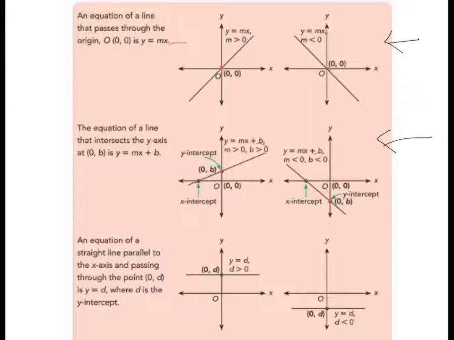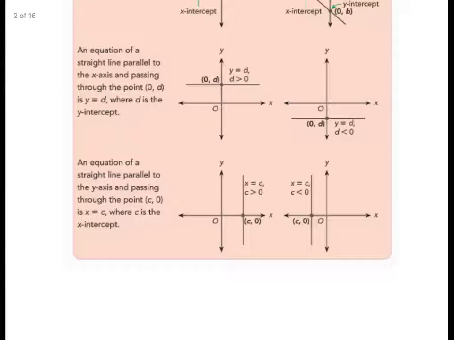And then the equation of a straight line parallel to the x-axis and passing through the point is y equals whatever that point is. So if this was point D, and let's say D was positive 3, then y would equal 3. And if D was negative 3, then y would equal negative 3. And then finally, vertical lines. For these ones, where it goes through is actually the x-axis instead of the y-axis. So that's why the equation says x equals that number. For this one, x could equal positive 4, let's say that went through the 4. And for this one, x would equal negative 2 if that went through negative 2.